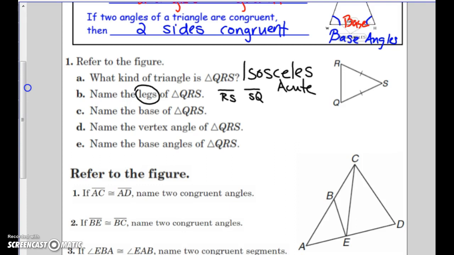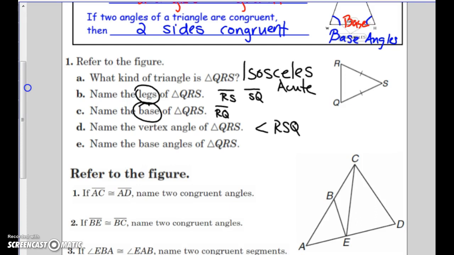What's the name of the base for triangle QRS? RQ. Base RQ. Segment RQ. Okay, without you calling it out, let everybody think. What is the vertex angle? What angle? RSQ. Very good. Angle RSQ.